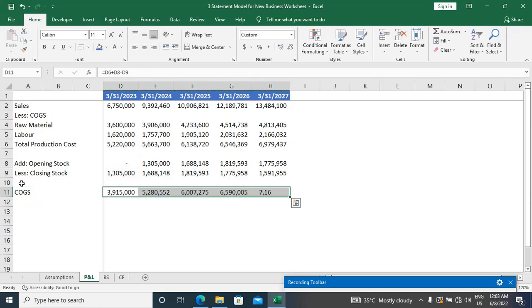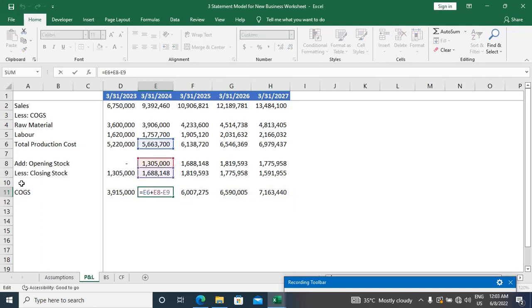Again, Control R, copy right. Total production cost plus opening stock minus closing stock. So this is your cost of goods sold.